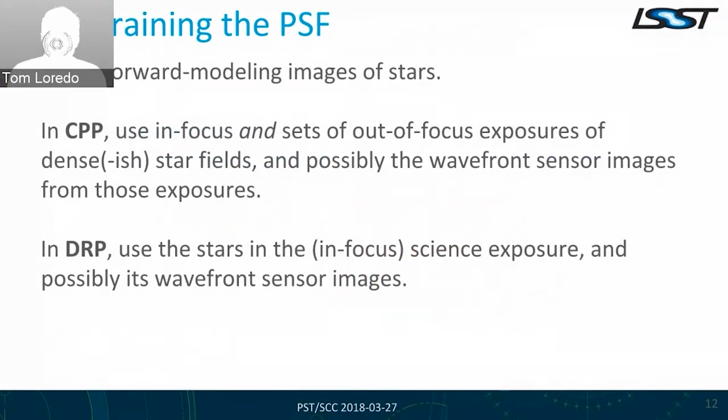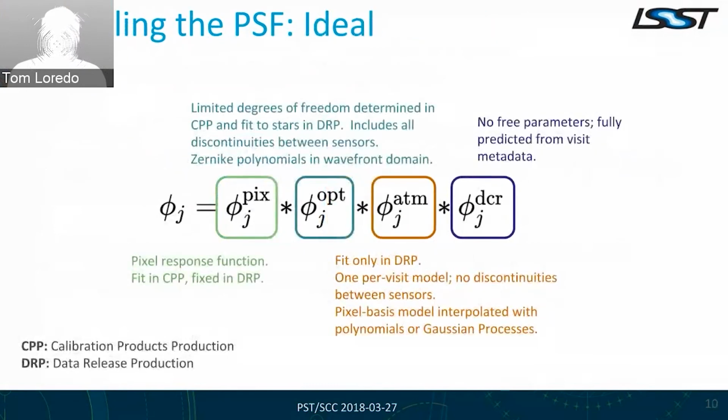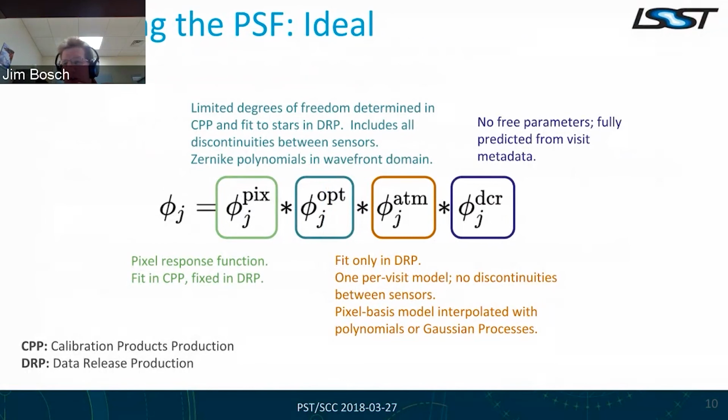It was just back on the previous slide or two slides ago. I was just wondering, what is the metadata that gets used to figure out the DCR corrections? It's basically the pointing of the telescope and the air mass.